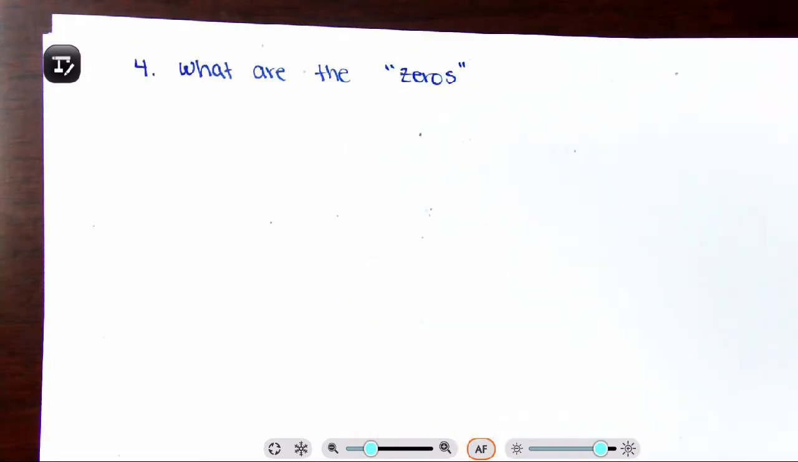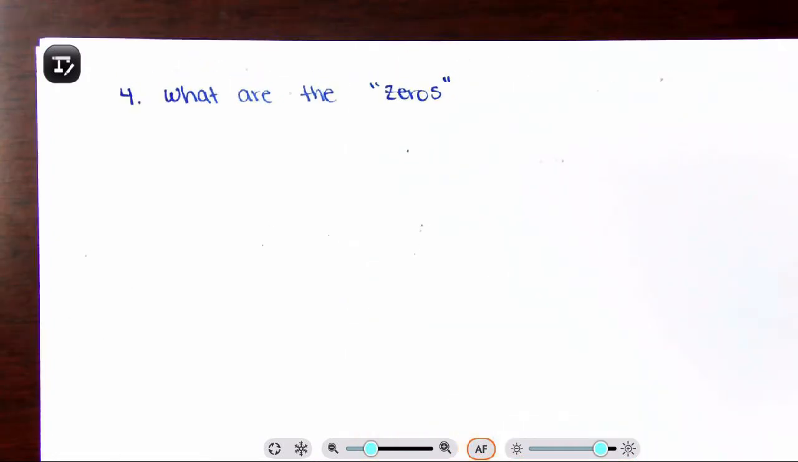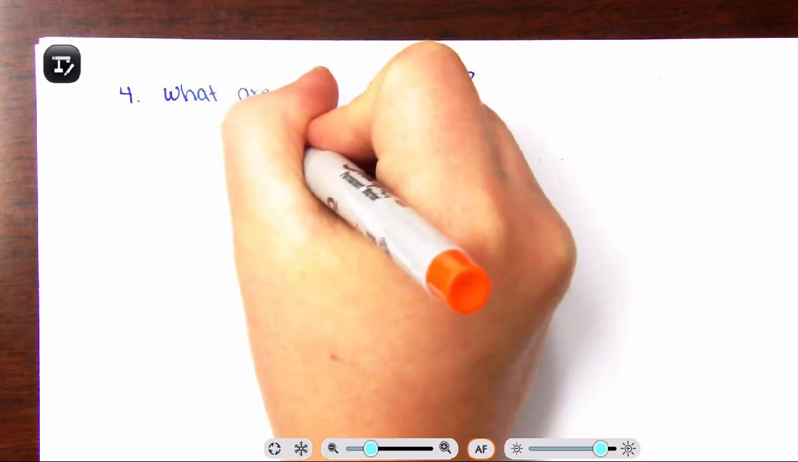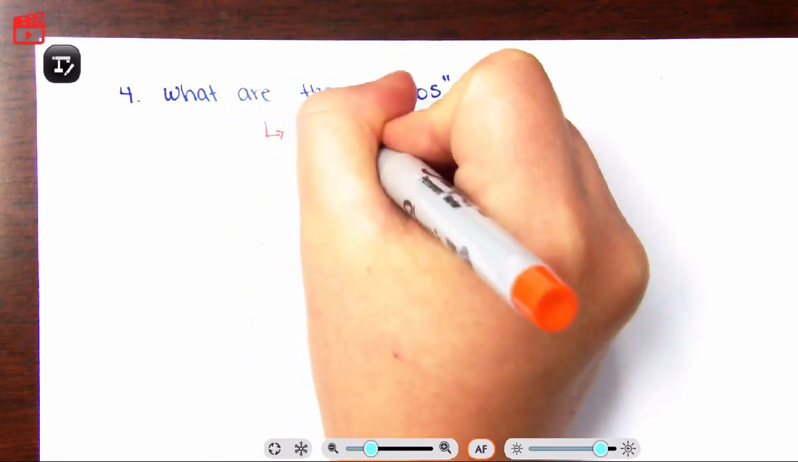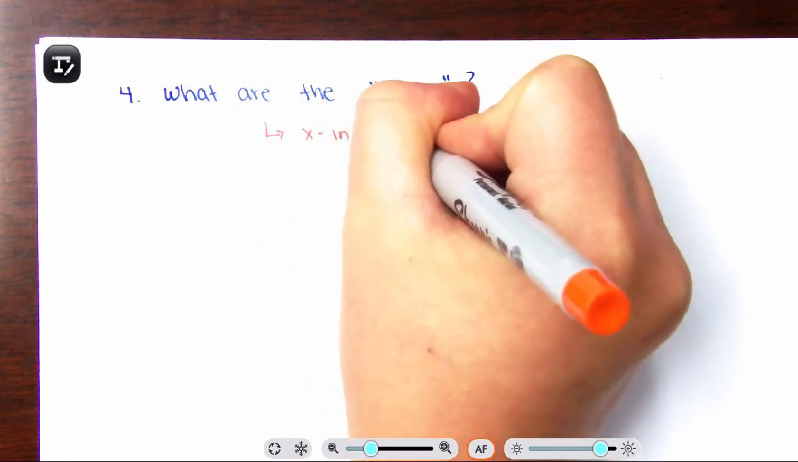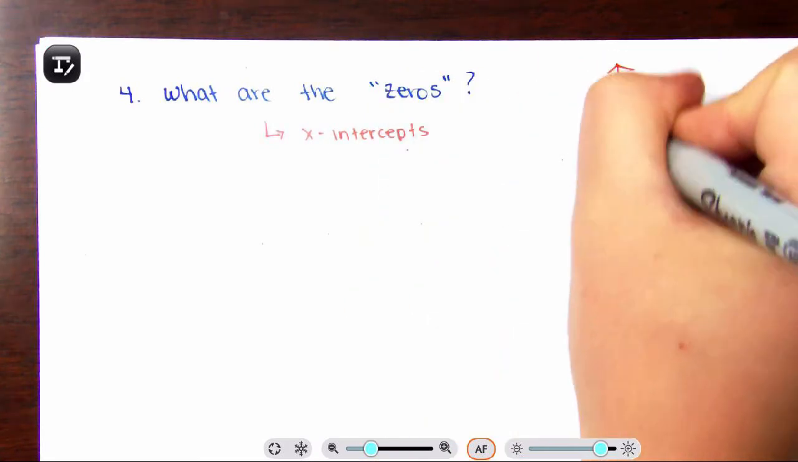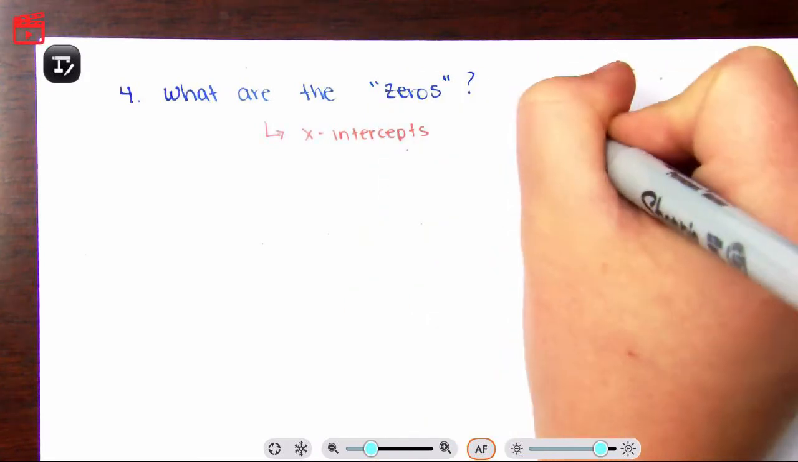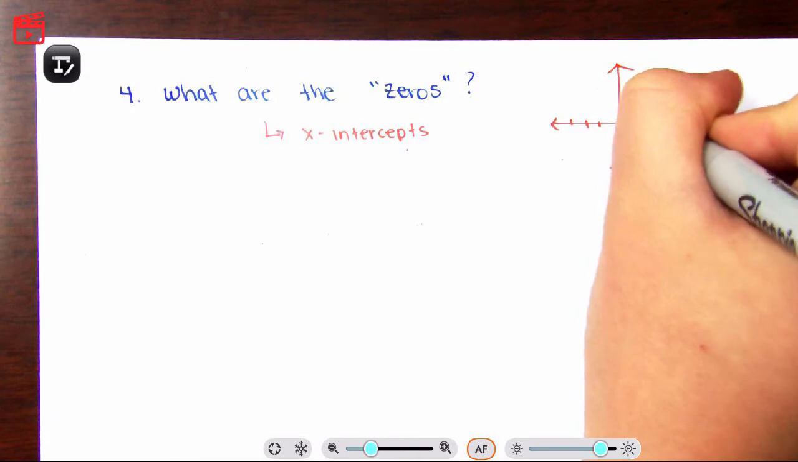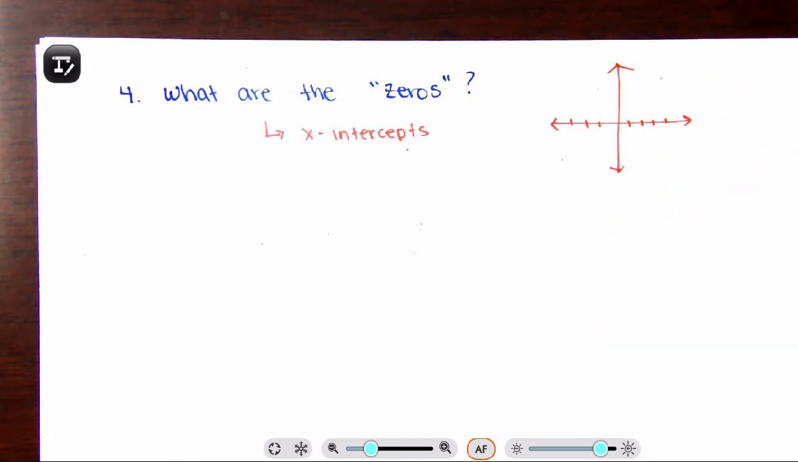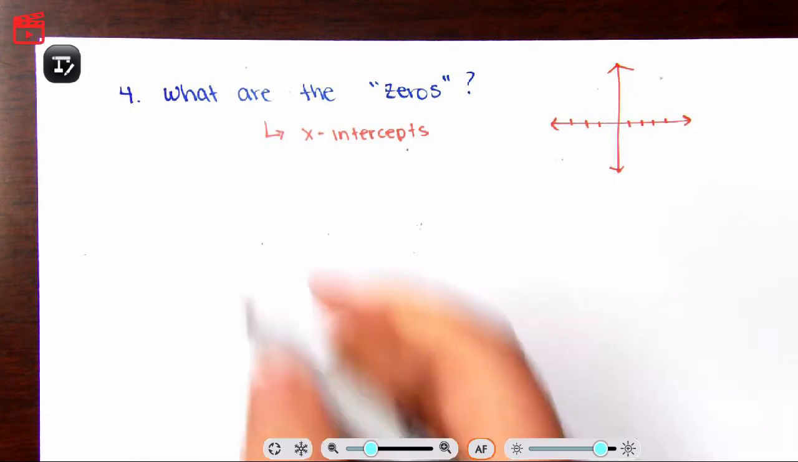So we're asking to identify the zeros. What are the zeros? Those are your x-intercepts. So those are on the x-axis. And we're going to identify the x-intercepts, where they cross. So x-intercepts is super duper important. Now, how to find zeros? I'm going to show you 2 different ways.